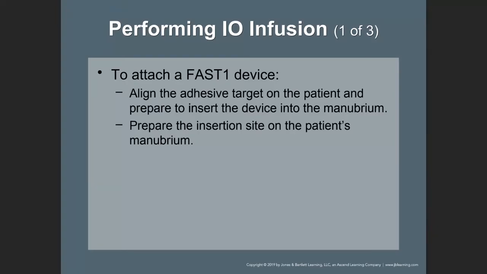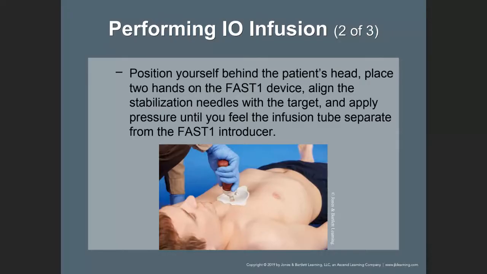To attach a FAST1 device, align the adhesive target on the patient and prepare to insert the device into the manubrium. Prepare the insertion site on the patient's manubrium. Position yourself behind the patient's head. Place 2 hands on the FAST1 device. Align the stabilization needles with the target and apply pressure until you feel the infusion tube separate from the FAST1 introducer.